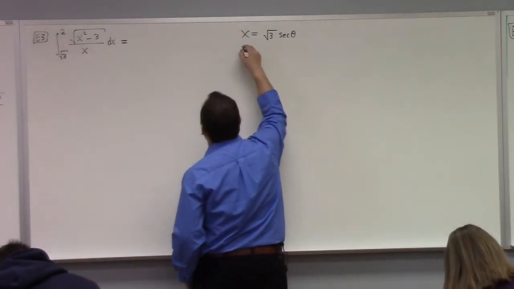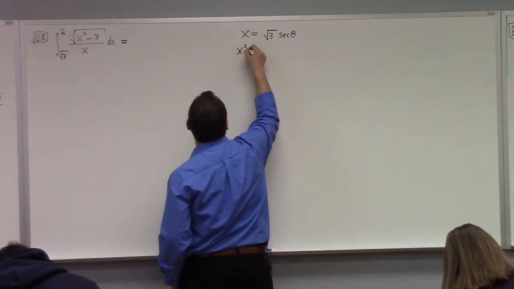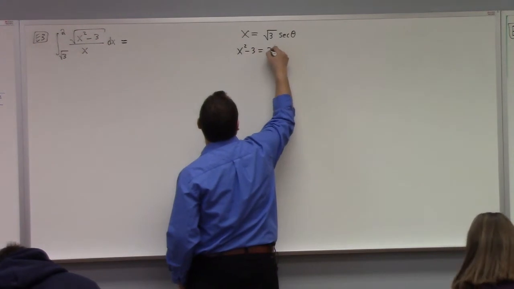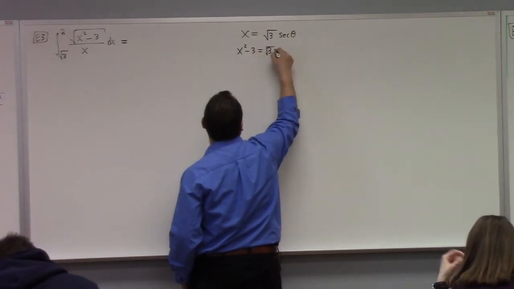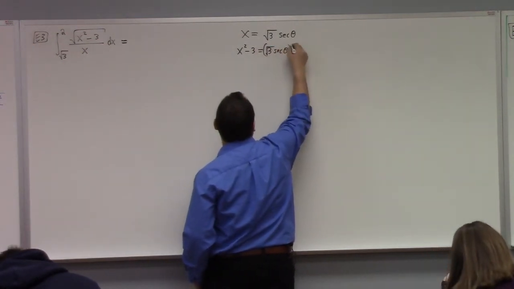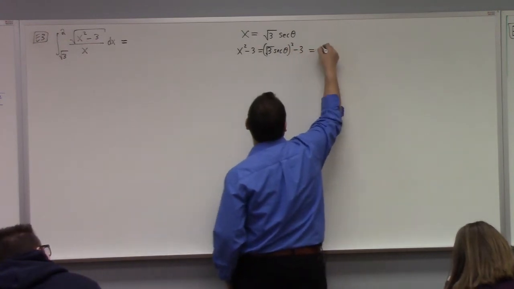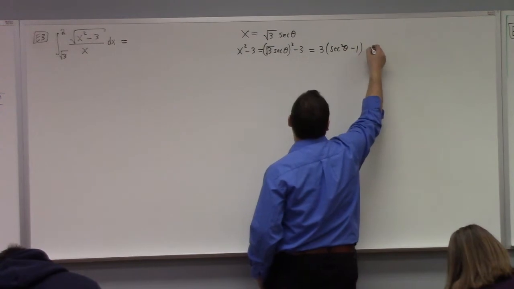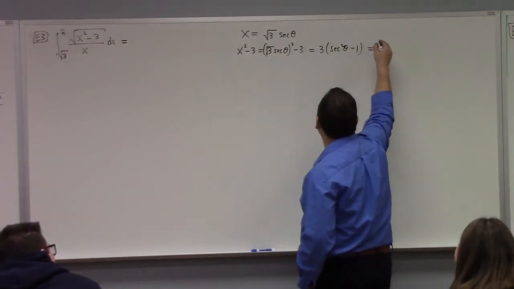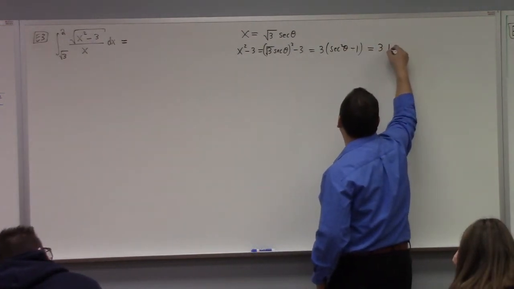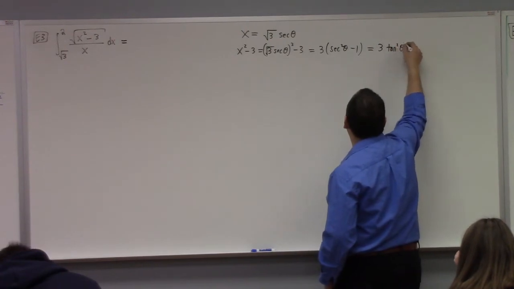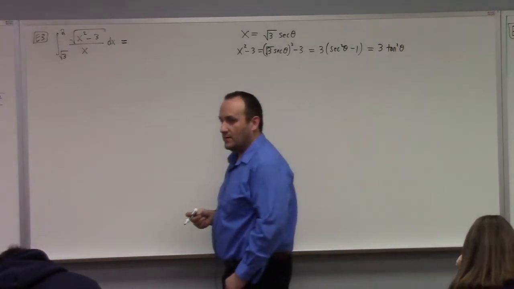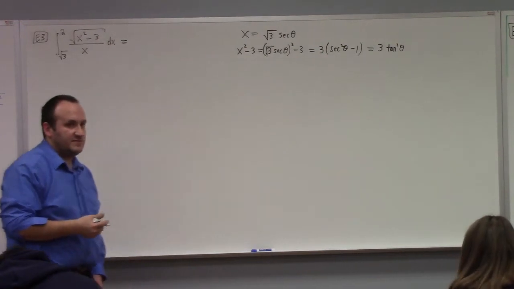If I do that, then what's x squared minus 3? That would be square root of 3 secant theta quantity squared minus 3, which gives me 3 times secant squared theta minus 1. What is secant squared theta minus 1? I heard tangent squared. All right, so this is a wonderful suggestion that you guys have made.